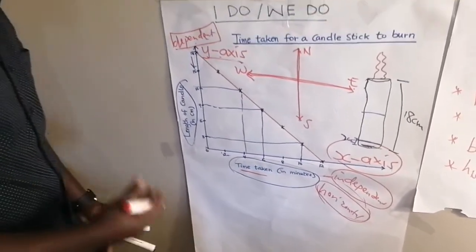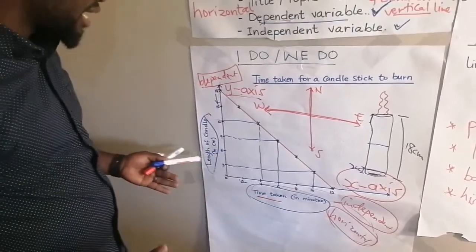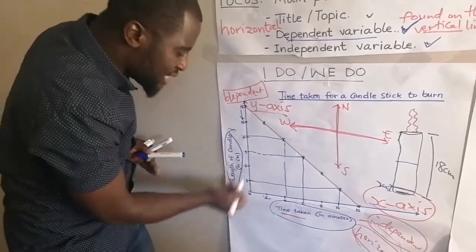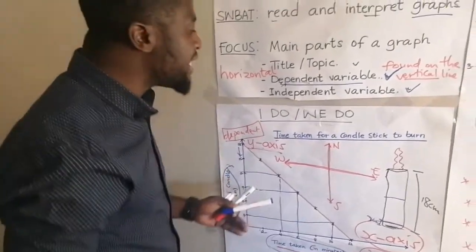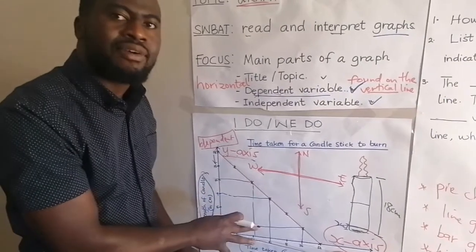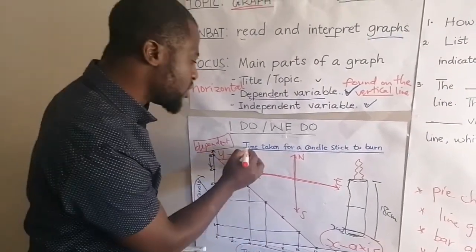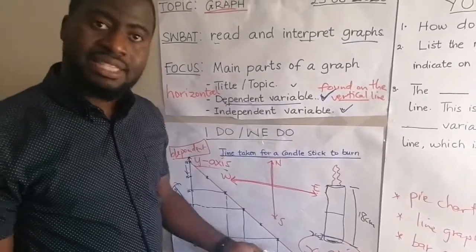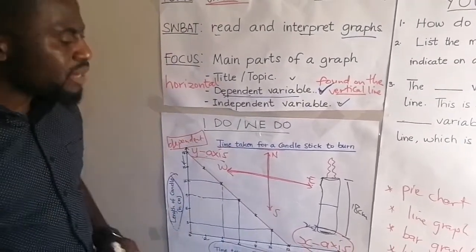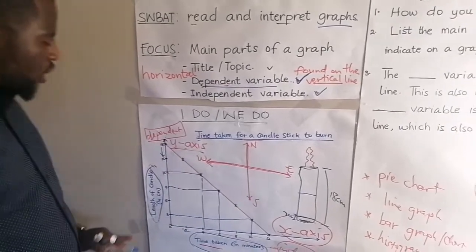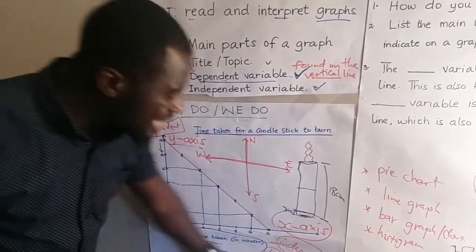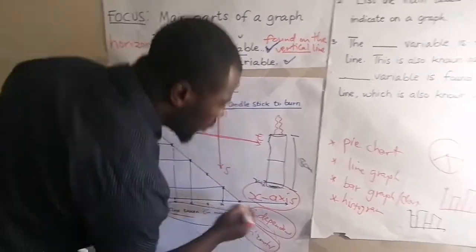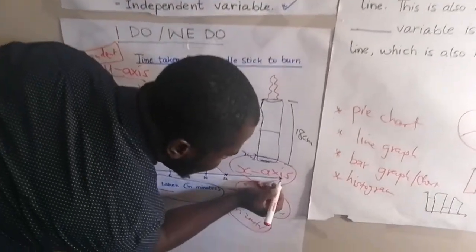If you're asked to identify your dependent variables, what are you going to say? You're not going to give me random numbers here. You are going to mention what is written here. If you're asked to identify the topic or the title of your graph, you are going to say time taken for a candlestick to burn. Does that make sense? Great. So these are the three main parts of a graph: the title of the topic, the dependent variable, the independent variable. The last feature you should always also note is an arrow you are seeing here.